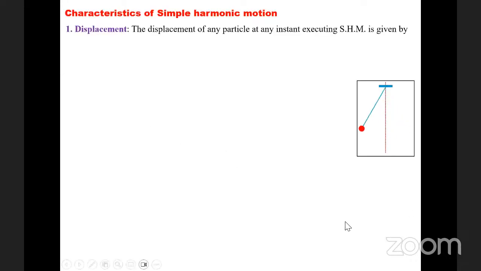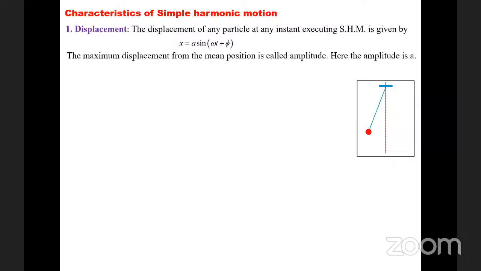Next, what are the characteristics? Most important: derive the equation for simple harmonic motion and mention their characteristics. That is the essay question, either in a regular degree or open degree, whatever it may be. So characteristics. First is the displacement of a particle executing simple harmonic motion.